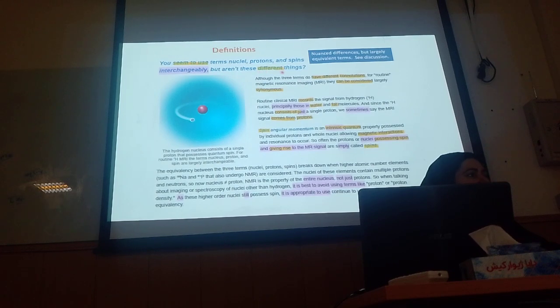I'm going to speak about some definitions in MRI. Do you know anything about nuclei, protons or spins? What is a nucleus? We have a nucleus at the center of each atom. We have particles in there: proton and neutron reside in the nucleus. The nucleus consists of protons and neutrons.